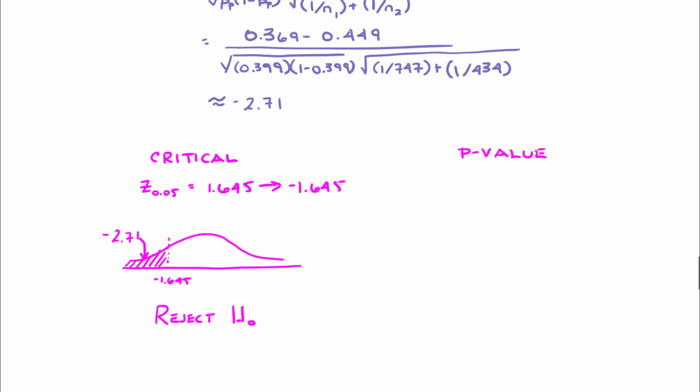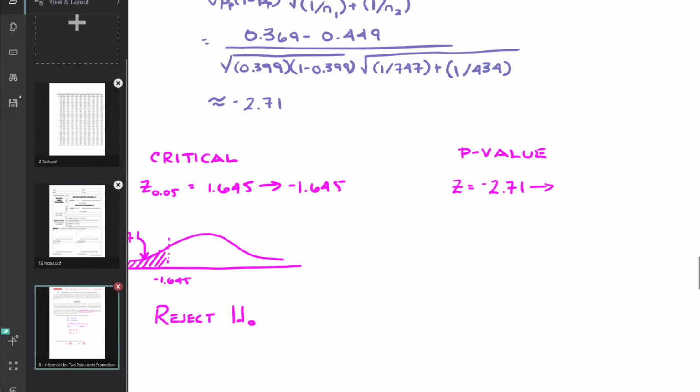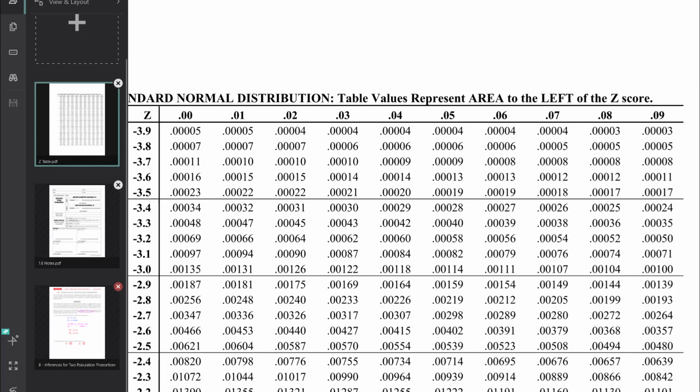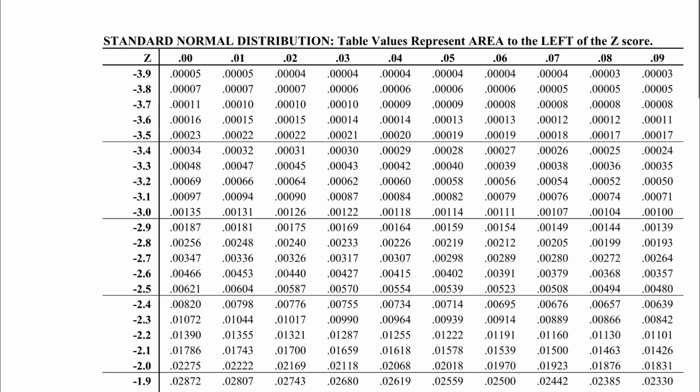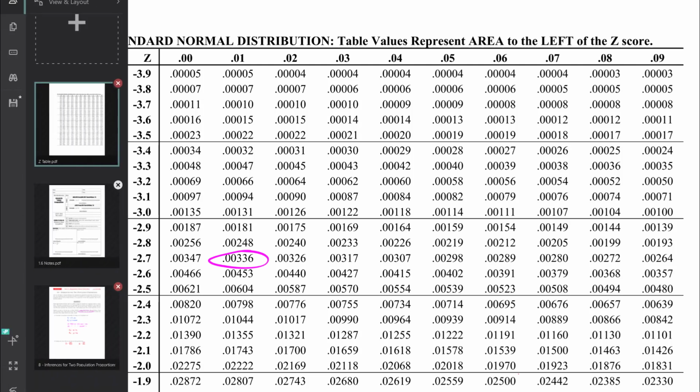The p-value approach: the area that corresponds to negative 2.71 when we look on the z table, for negative 2.71, is going to be right here. It's 0.00336.